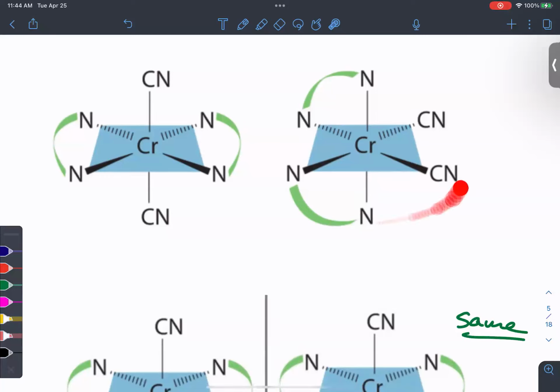So what would we call these 2 molecules? Are these mirror images of one another? No, they're not. But what are they? Yes, they're geometric isomers, the cis and trans versions. So you can focus on the cyanides. Here the cyanides are trans, these ones are cis. So these are cis, that is trans. Okay.